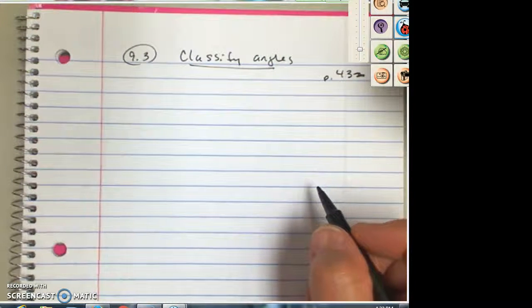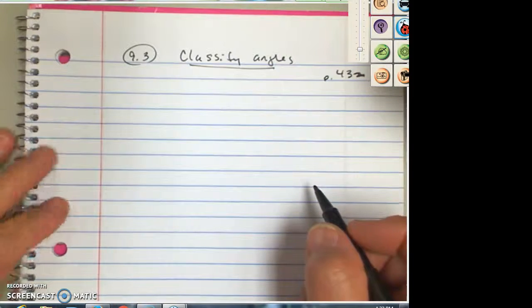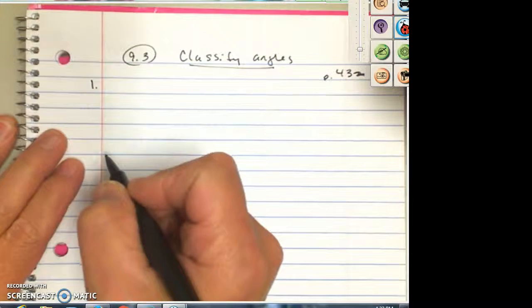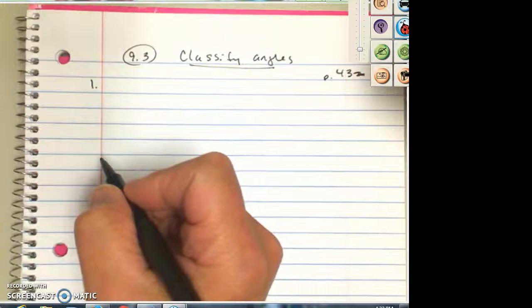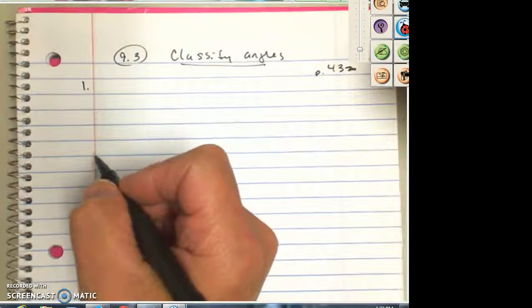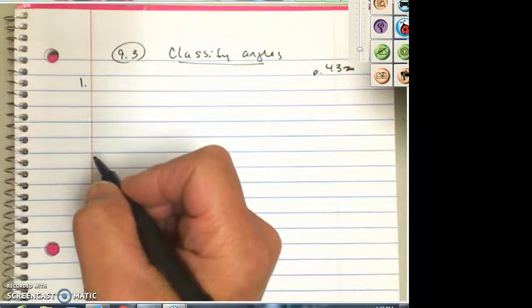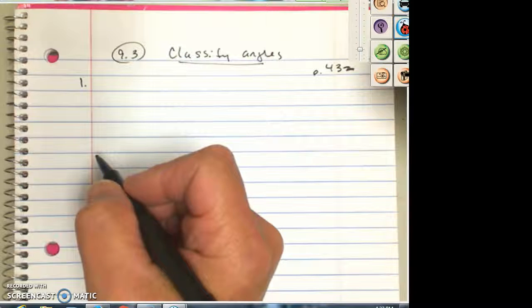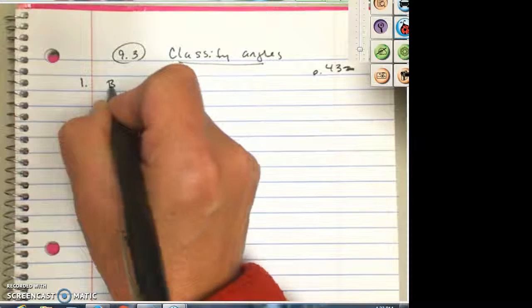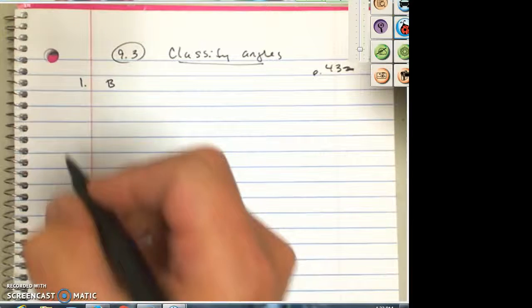The first directions say to match the type of angle with the appropriate measure. So starting with number 1, we're talking about an acute angle. So we're looking for an angle that is less than 90. Our choices are A, which is 180 degrees, B, which is 34, C, which is 90, and D, which is 112. An acute angle, an angle that's less than 90, is letter B, the one that's 34 degrees.